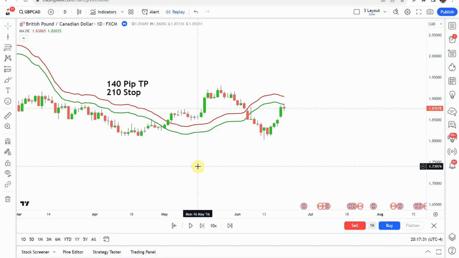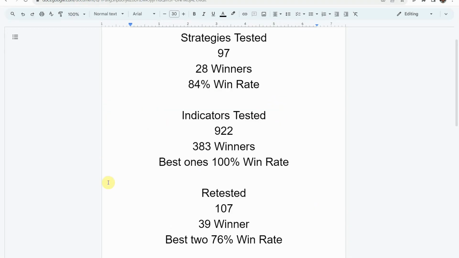Alright, as I said, today we will be looking at an advanced testing of the moving average displaced envelope indicator. Before we do though, I wanted to put the testing scoreboard up for everyone to see.